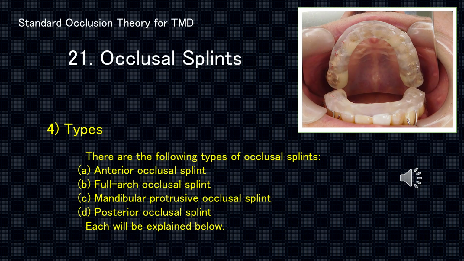4. Types. There are the following types of occlusal splints. A. Anterior occlusal splint. B. Full arch occlusal splint. C. Mandibular protrusive occlusal splint. D. Posterior occlusal splint. Each will be explained below.